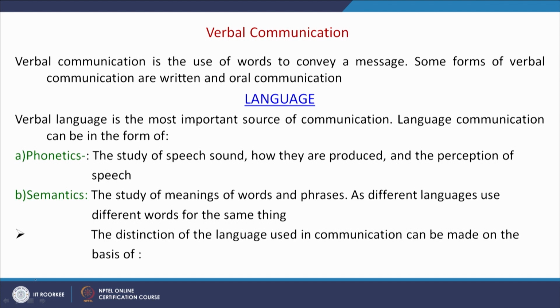that shocking news has to be absorbed or interpreted in a different manner. Similarly, semantics, the study of the meaning of words and phrases, as different languages use different words for the same thing. That is so obvious. We perceive objects in a very similar manner, but how we explain or call that object in a different manner, that is a different issue. So, that talks about semantics.